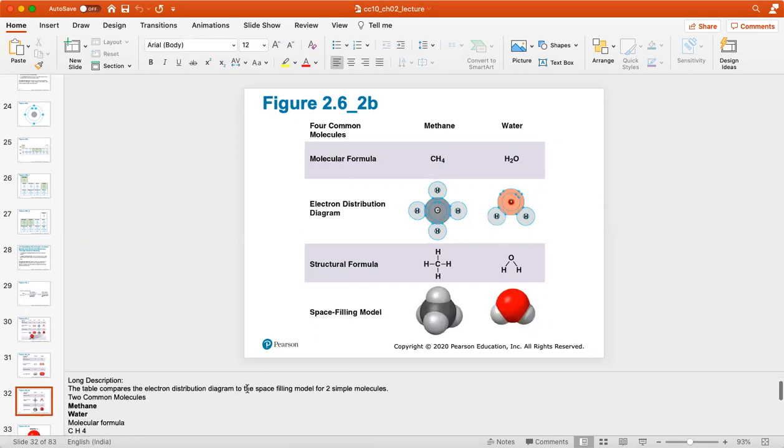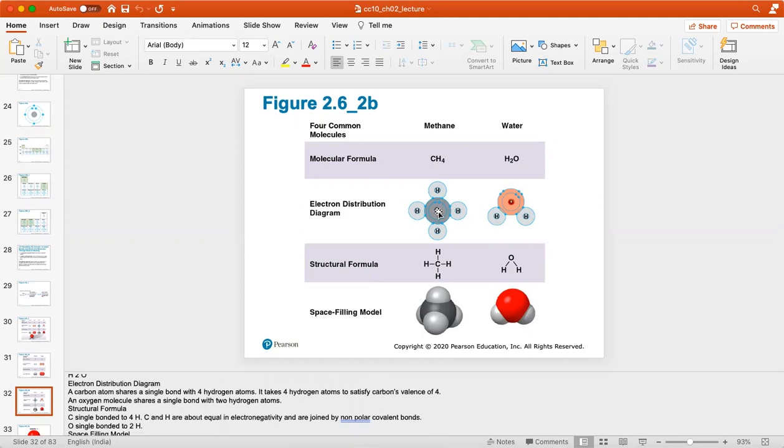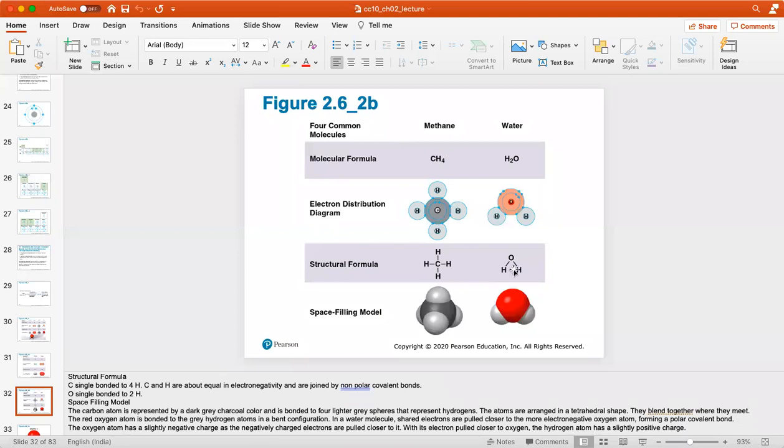And then here we have methane and water. A carbon atom in methane, the C, will share a single bond with 4 hydrogen atoms, and an oxygen atom shares a single bond with 2 hydrogen atoms. In the structural formula, this carbon is bonded to 4 hydrogens about equally around. So this is a nonpolar structure in CH4.